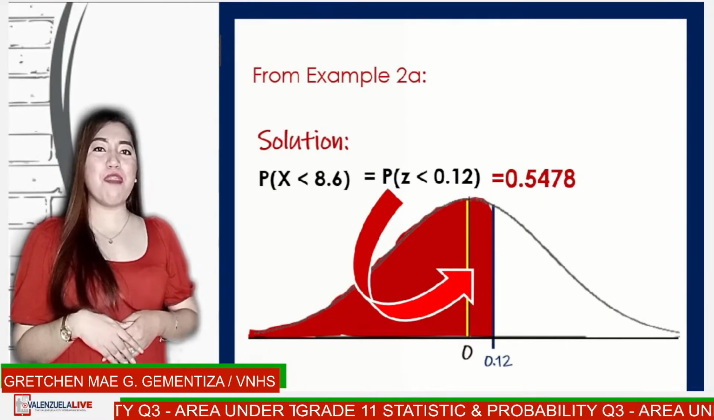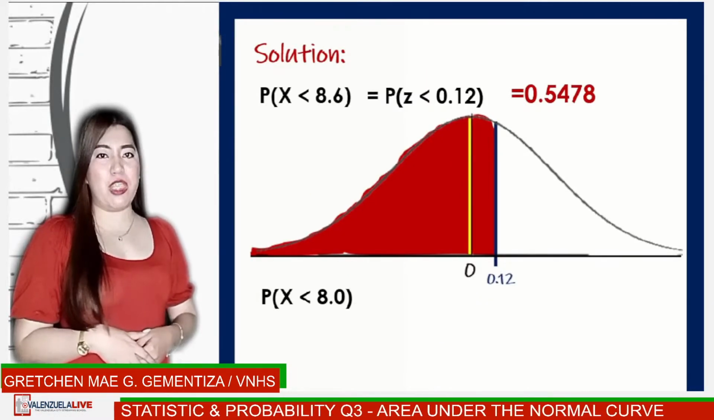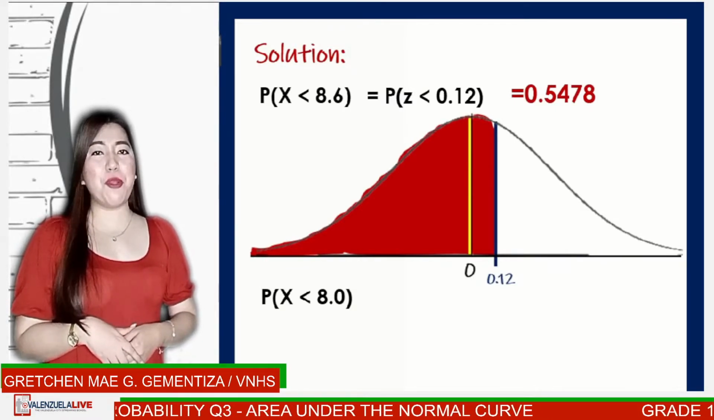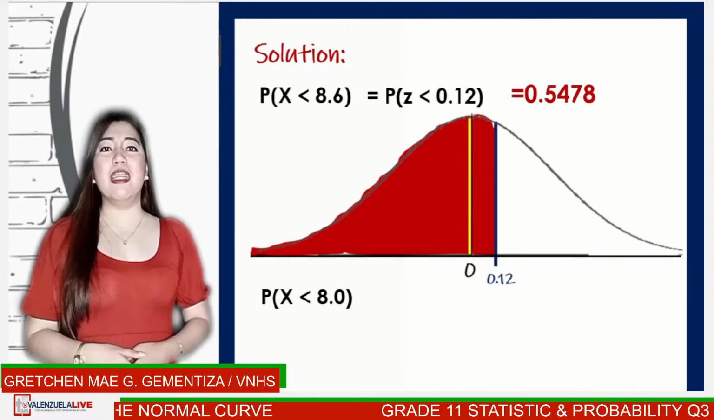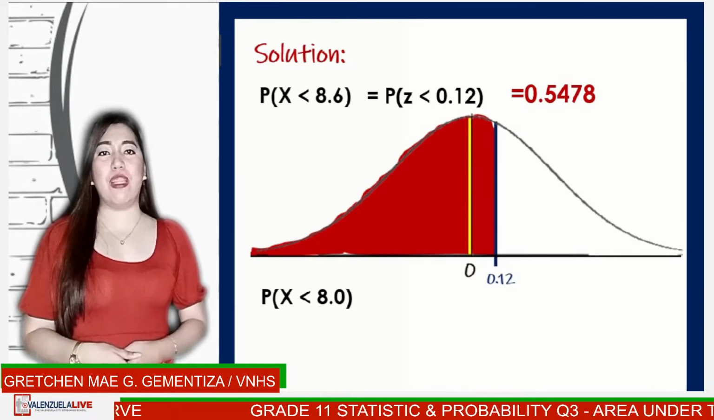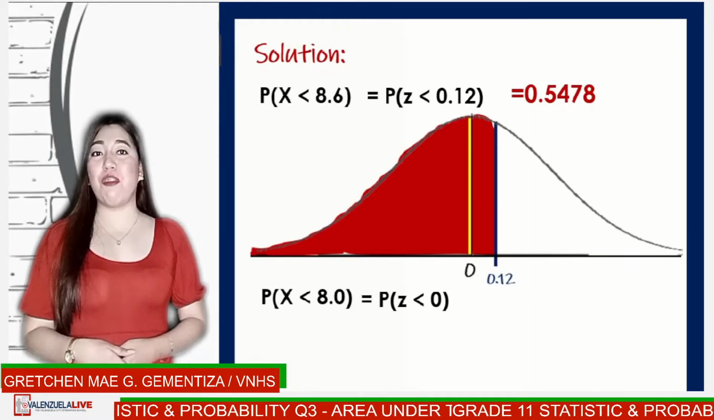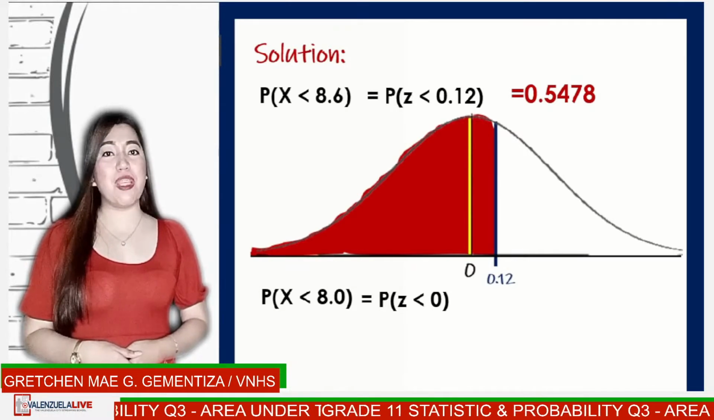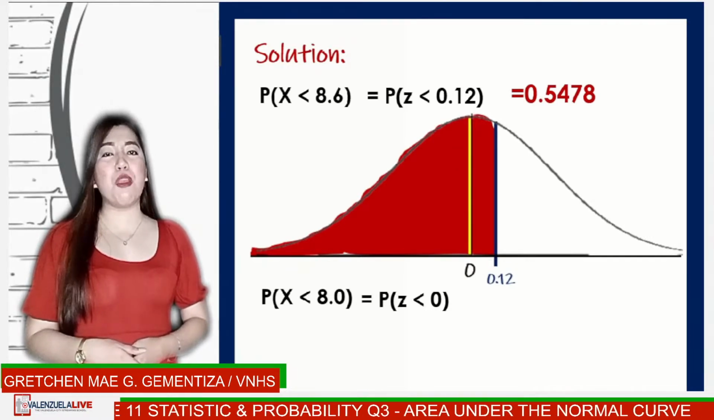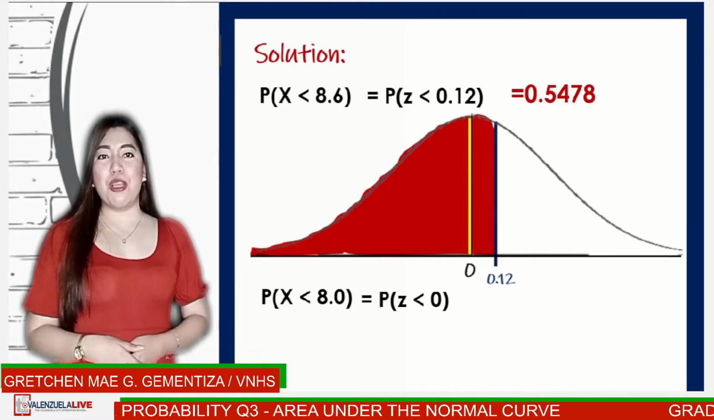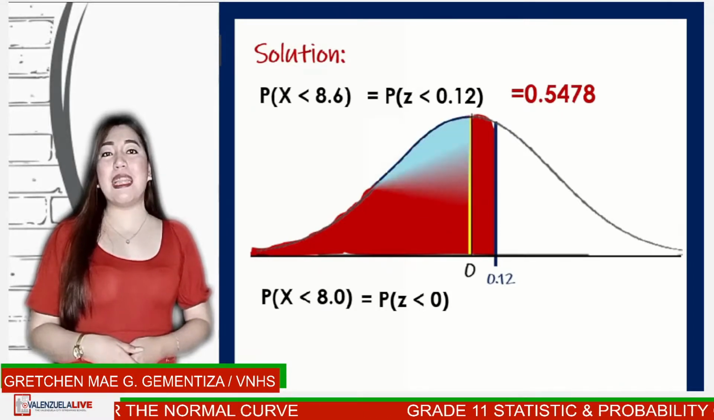This time, we have two given x-scores, the 8 and 8.6. We already solved the probability of z-score less than 0.12, which is 0.5478. Since 8 is the mean of the normal distribution, 8 is equivalent to 0 in the standard normal distribution. As stated in one of the characteristics of a standard normal distribution, 0 is always the mean of the curve. So, we just need to find the probability of z-score less than 0. Using the standardized normal distribution table, its probability is 0.5.